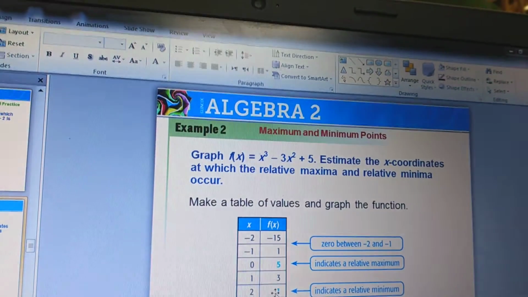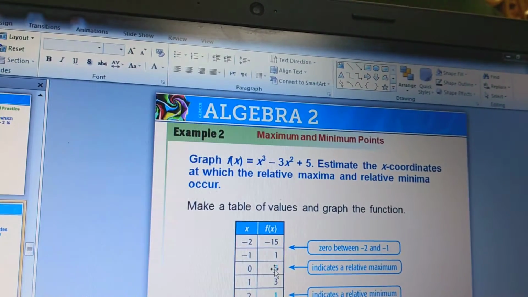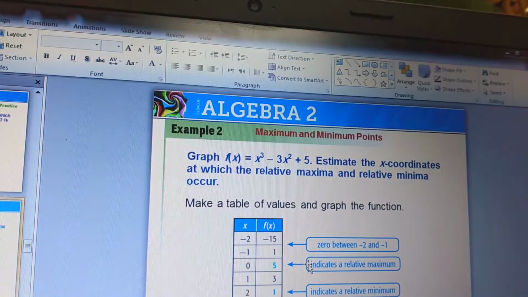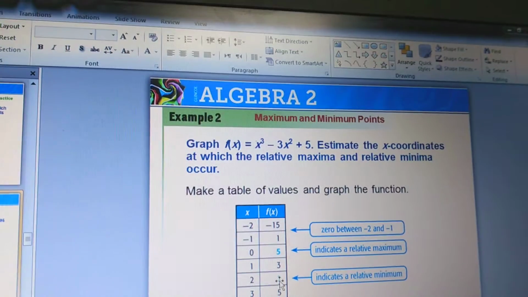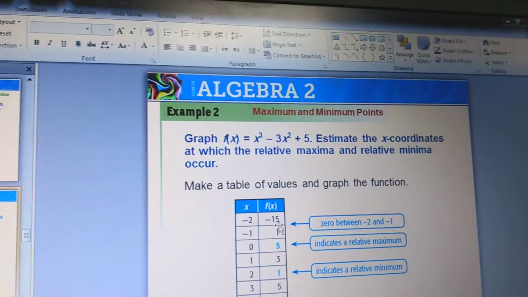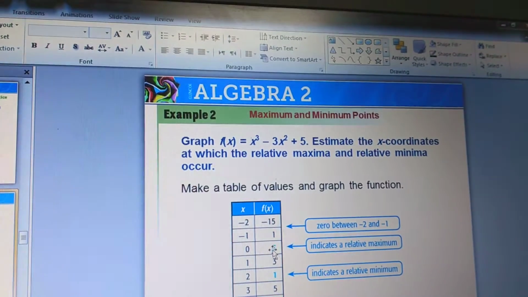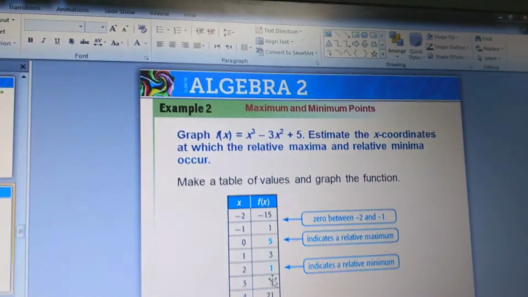before it and after it, you have two numbers like 1 and 3, and this number in the middle is bigger than both, this means you have a maximum. But if the number in the middle is less than both, then this means you have a minimum. Here I have 1, 5, 3. Between 1 and 3 I have 5. 5 is more than 1 and more than 3, this means 5 is maximum.